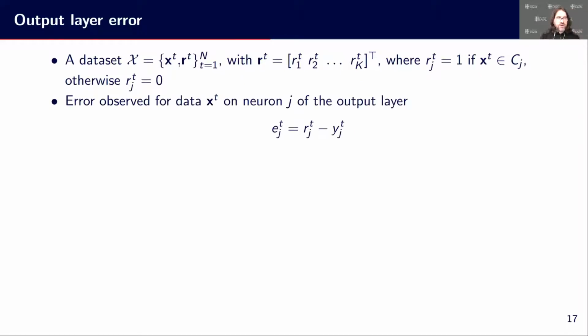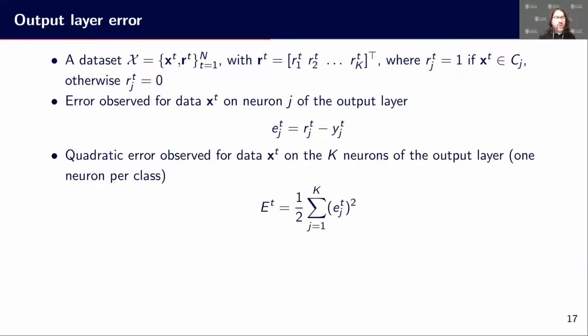And so we are observing some error for a given data x^t on the neuron j for the output layer. Since we are at the output, we directly compare our output, which is y_j^t here, with the desired output, which is basically the r_j^t corresponding to the vector that we defined here. This difference gives us e_j^t, which is the error measurement for that neuron for that data instance.